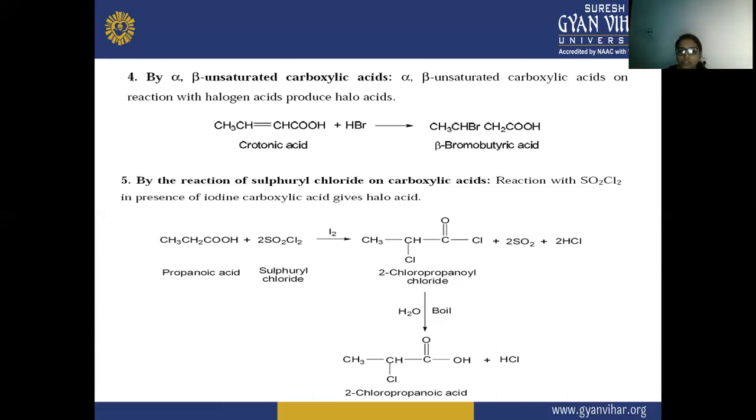So crotonic acid is your alpha beta unsaturated carboxylic acid, and when it is reacting with HBr, then there is a formation of beta bromobutyric acid. So beta bromobutyric acid is formed here. As you can see, on the beta position this bromo is attached. So that is why its name is beta bromobutyric acid.